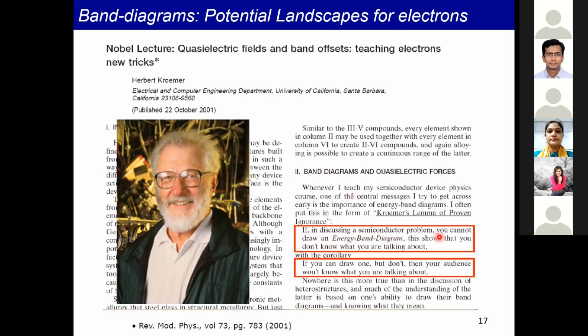He has Kroemer's lemma on band diagrams: if in discussing a semiconductor problem you cannot draw an energy band diagram, this is not band structure, this is band diagram, it shows that you don't know what you're talking about. And if you can draw one but you don't, then your audience won't know what you're talking about. These are very intuitive pictures to understand how the device behaves. I'll give a device example later in this part, which will give you an intuition of how useful they are.